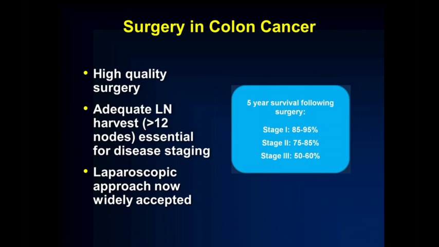So again, to summarize, the role of surgery in colon cancer is really in stage 1 through 3 usually, but occasionally in the stage 4 setting. And you can see again the 5-year survival rate following surgery for stage 1, 2, and 3 on the right side of the slide. But high-quality surgery is clearly the primary treatment in this disease.